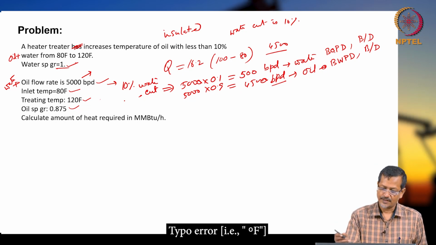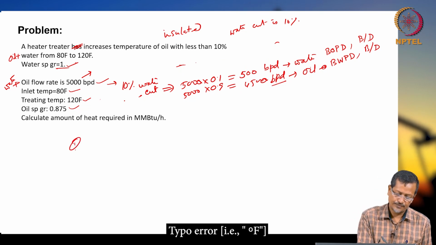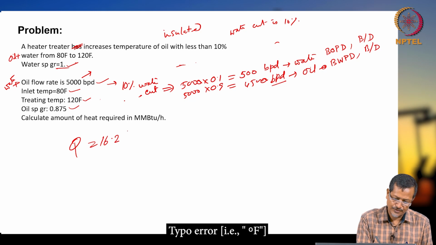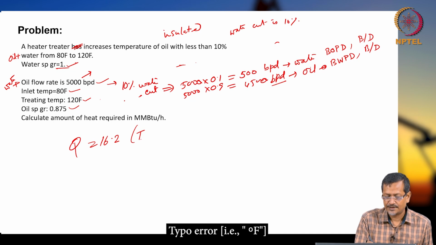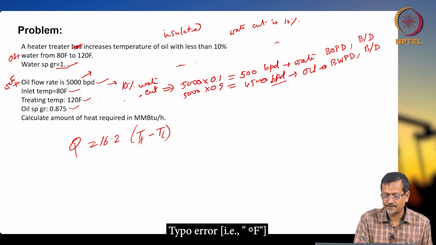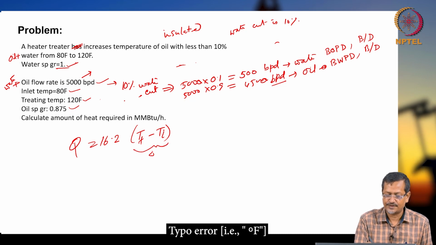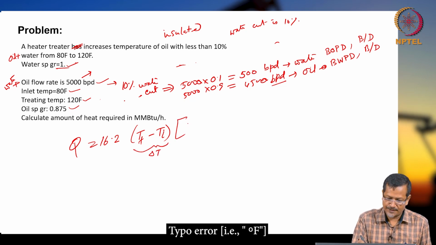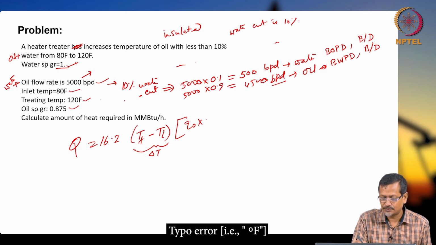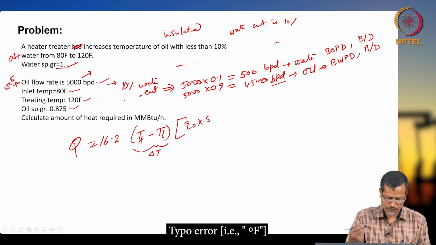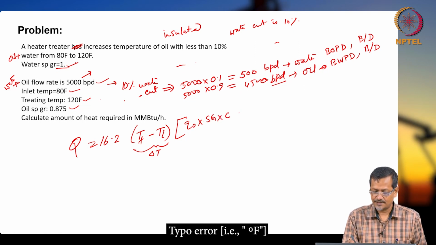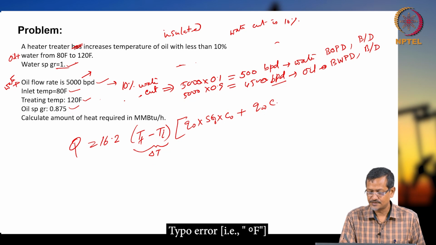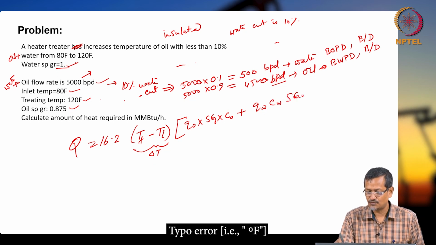So, I will write the formula for Q. Q equals 16.2 and temperature difference. Temperature difference means T final minus T initial, or del T. Then Q_O into specific gravity into heat capacity C, plus Q water, C water, SG water.